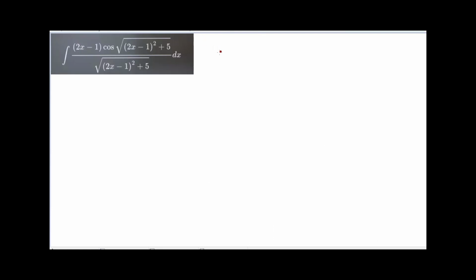Majority of the people who are doing this question will for sure make a mistake. Now I will also show you where they will make a mistake. So having mentioned that, let me use the technique of substitution. This is the question given: integral of (2x minus 1) times cos of the square root of (2x minus 1) raised to the power of 2 plus 5, divided by the square root of (2x minus 1) raised to the power of 2 plus 5, times dx. Now I am going to make the substitution: let (2x minus 1) raised to the power of 2 plus 5 be equal to t squared.